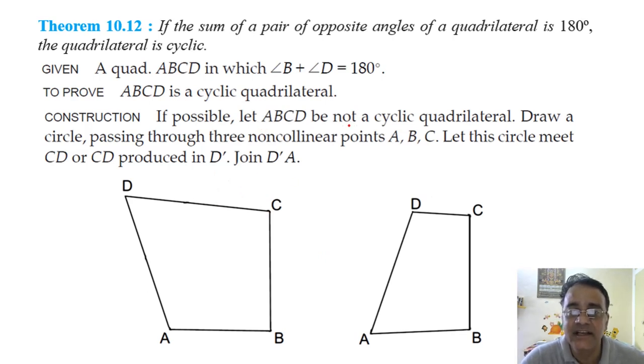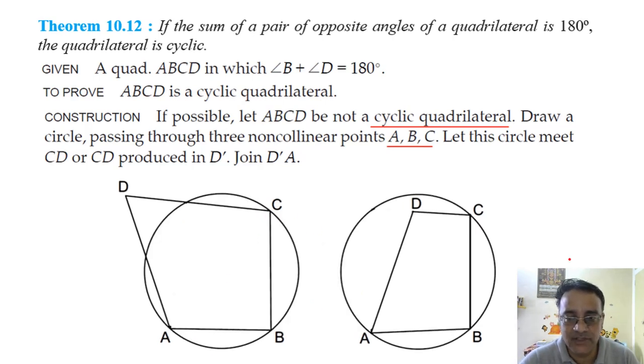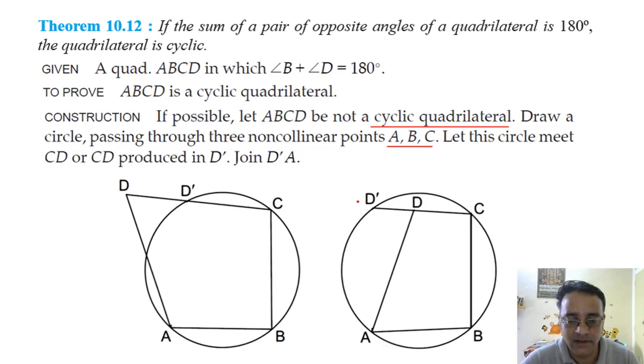So to prove ABCD is a cyclic quadrilateral, one construction, see carefully this construction. Let ABCD not be a cyclic quadrilateral. So draw a circle passing through three non-collinear points, that is ABC. Let this circle meet CD or CD produced in D dash. Then join D dash C. See carefully. I am going to draw the circle that passes through ABC. This step is clear? Yes, sir. Okay. Now, in this case, the circle intersects CD at D dash, और यहाँ पे produce करेंगे तब D dash पे intersect करेगा. देखो. Whether this is clear?